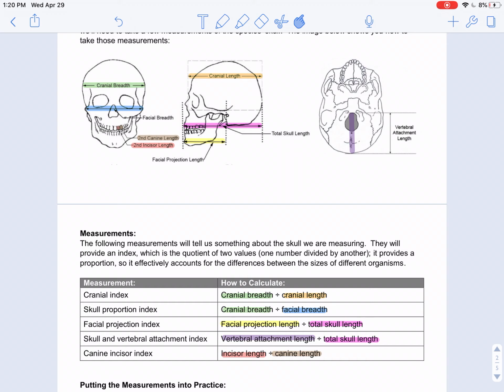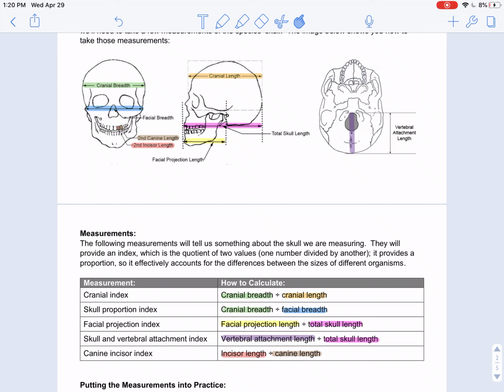And as we have evolved throughout human history, our jaw and therefore our jaw muscles have become smaller over time. So a smaller facial breadth with respect to a larger cranial breadth would be indicative of a more modern species. Therefore, the cranial breadth to facial breadth ratio, which is what we're calling the skull proportion index, the larger that is, the more modern the species must be. Right? Because the cranial breadth is the numerator of this calculation, the facial breadth is the denominator.